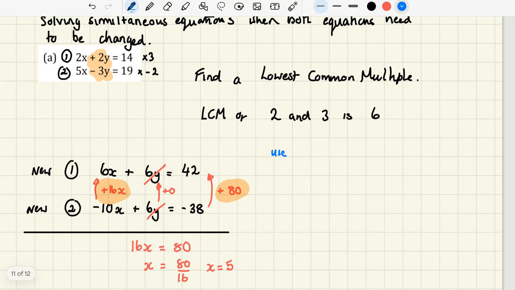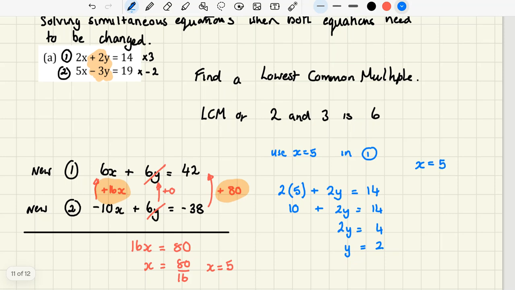So I'm going to use x equals 5 in which one? 1, 2, new 1 or new 2? In number 1, okay? Doesn't matter, but use number 1. So we've got 2 times 5 plus 2y has to equal 14. So 10 plus 2y equals 14, which means 2y has to equal 4, which means 1y has to be 2. So just to finish off, my answers are x equals 5, y has to equal 2.